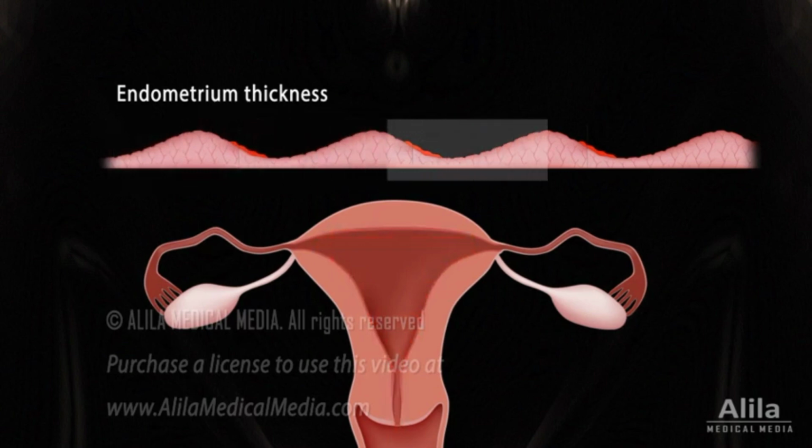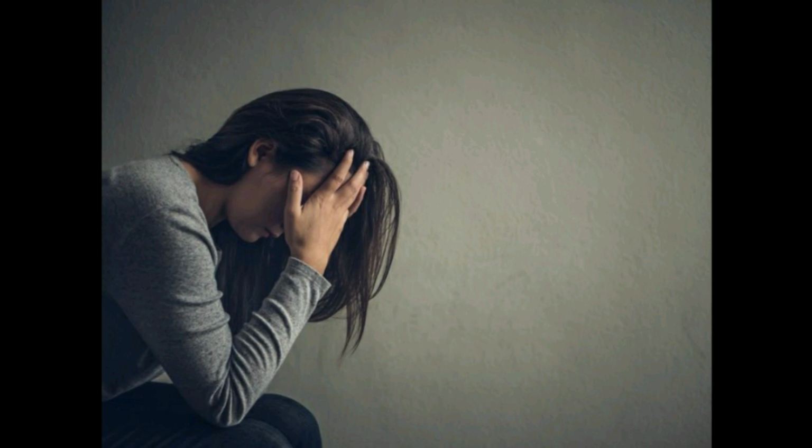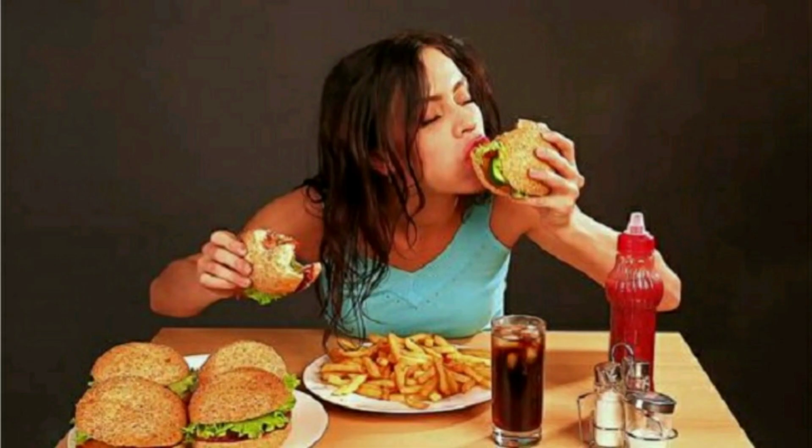Not only the factor that the egg is not fertilized, other factors like stress, vigorous exercise or poor diet can all lead to such problems.